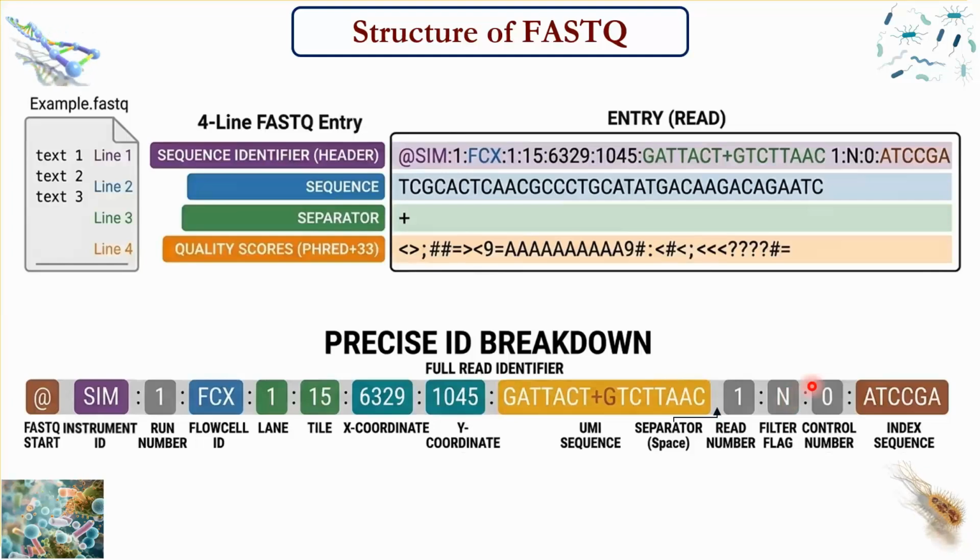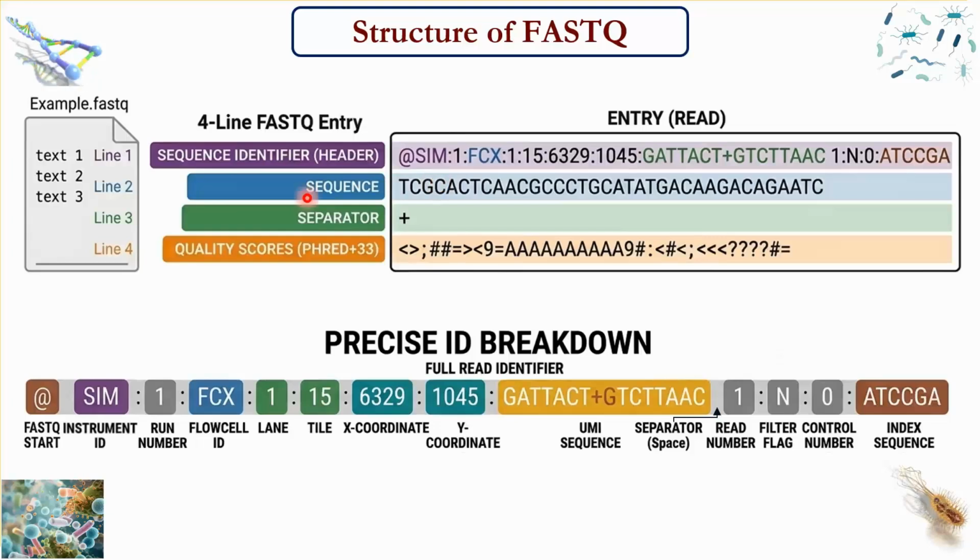Then comes the control number. Here it is 0, meaning no special control was used. Finally, we have the sample index sequence. As we can see here, this index helps identify which sample the read belongs to during multiplexed sequencing.